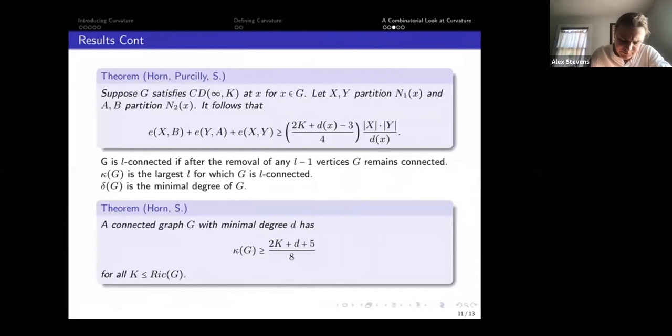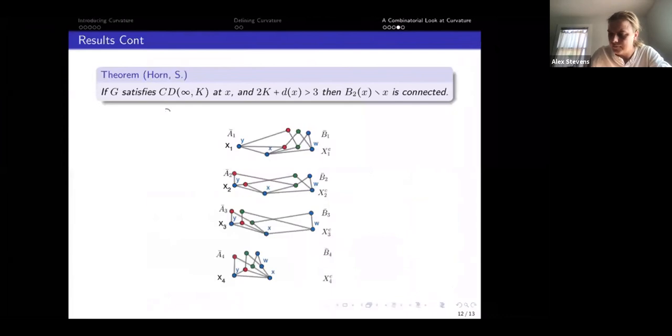We can use it to get a lower bound on connectedness of our graph. And we can extend some results that weren't using combinatorial arguments, that were using like positive semi-definiteness. So we can actually extend these results into when graphs have negative curvature and stuff like that. But anyway, I think I'm just about out of time.